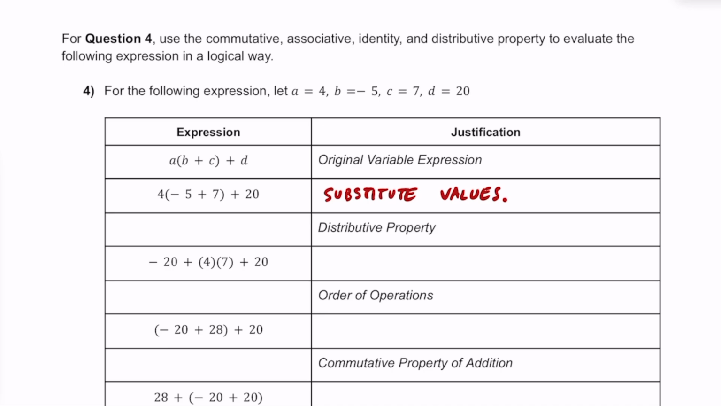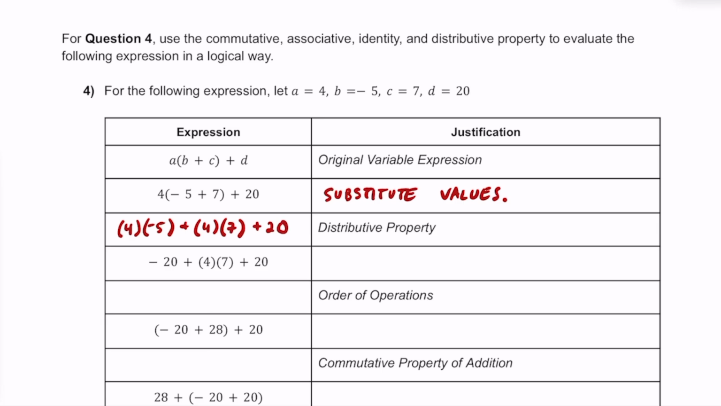The next step, it says distributive property is the justification here. So notice this 4 on the outside from our distributive property, this A on the outside can be distributed and multiplied by B and C. So this 4 can be multiplied by the -5 and 7. So rewriting this, we can say this is going to be 4 multiplied by the -5 plus 4 multiplied by the 7, right? That's the distributive property. And then we're going to add this 20 on afterwards.